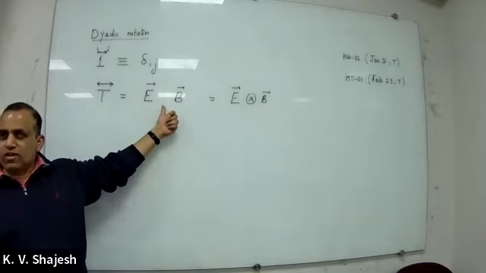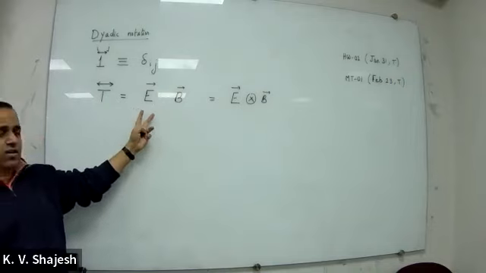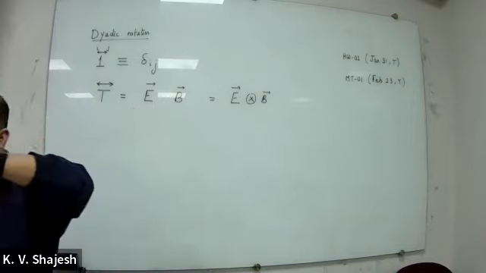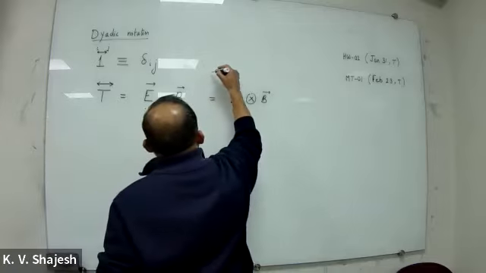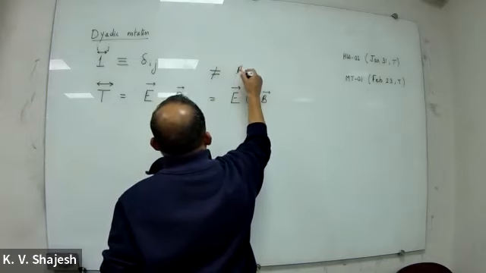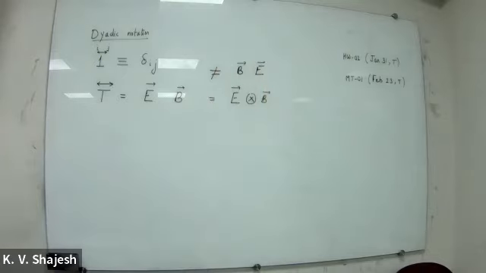Notice that there is no scalar product between them. There is no vector product between them. These are literally two vectors hanging around each other. And the position matters. If B is on the right, E is on the left, it's not the same as when you interchange them. So this is not equal to B times E. So the position of B and E matters.